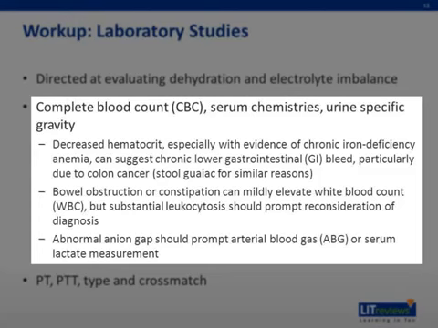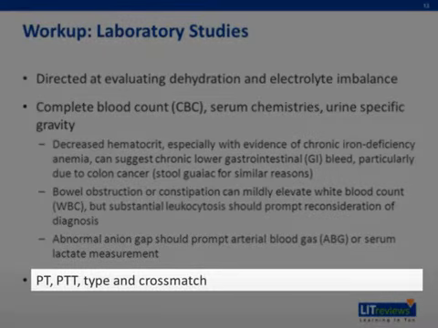Although bowel obstruction or even constipation may mildly elevate the white blood cell count, substantial leukocytosis should prompt reconsideration of the diagnosis. Ileus secondary to intra-abdominal or extra-abdominal infection or another process is a possibility. The suggestion of an abnormal anion gap should prompt an arterial blood gas measurement and/or serum lactate level measurement. Obtain a prothrombin time, PTT, as well as a type and cross-match in cases of significant bleeding, presumed coagulopathy secondary to sepsis, or prior to surgical intervention.